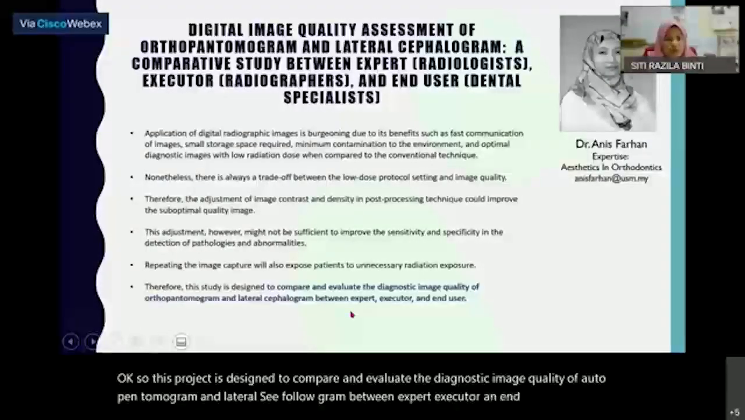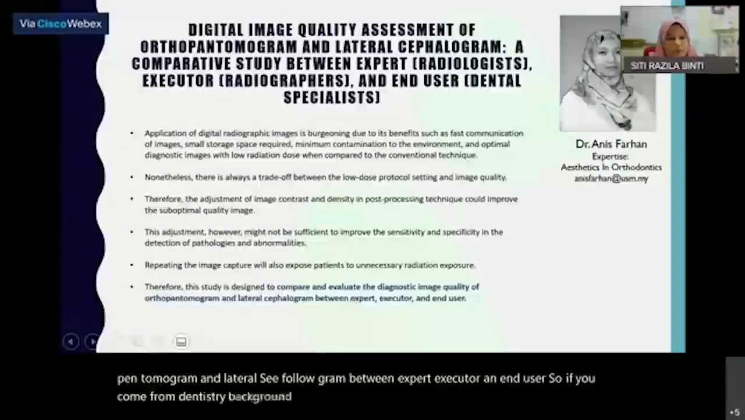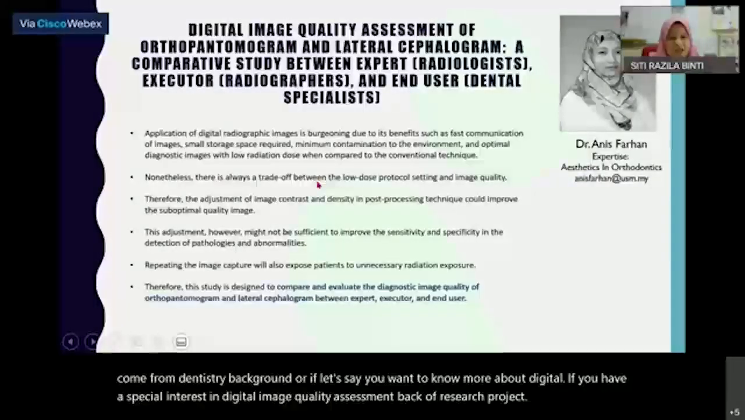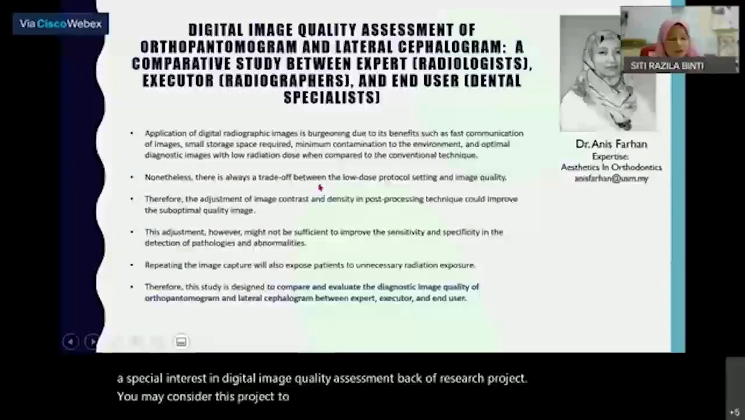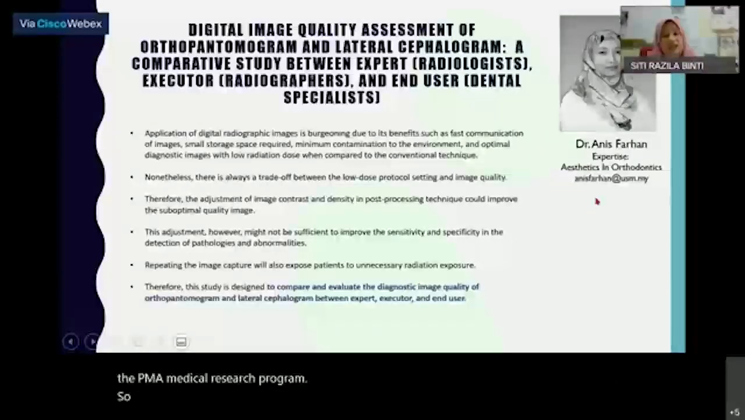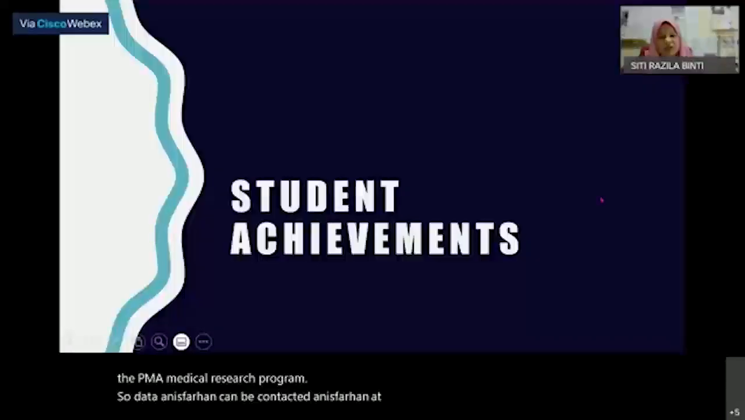Okay, if you come from a dentistry background, or if you have a special interest in digital image quality assessment type of research project, you may consider this project as part of the TMR medical research program. Dr. Anis Farhan can be contacted at anisfarhan@usm.my.